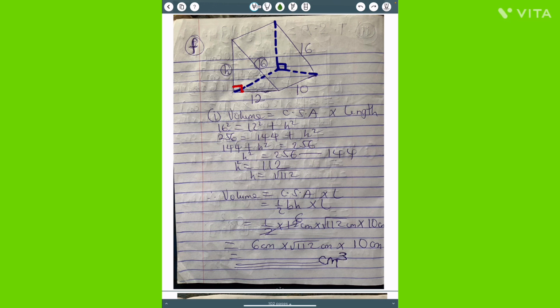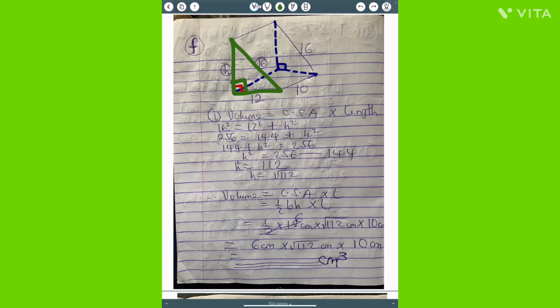My solid is a prism, but its cross-section is triangular. This is a triangular cross-section. Let me mark that here. This is a triangular cross-section of the prism. So all I need to do to get the volume is get the area of this triangular cross-section and multiply it by the length, 10 centimeters. So cross-sectional area times length is the volume of the solid.